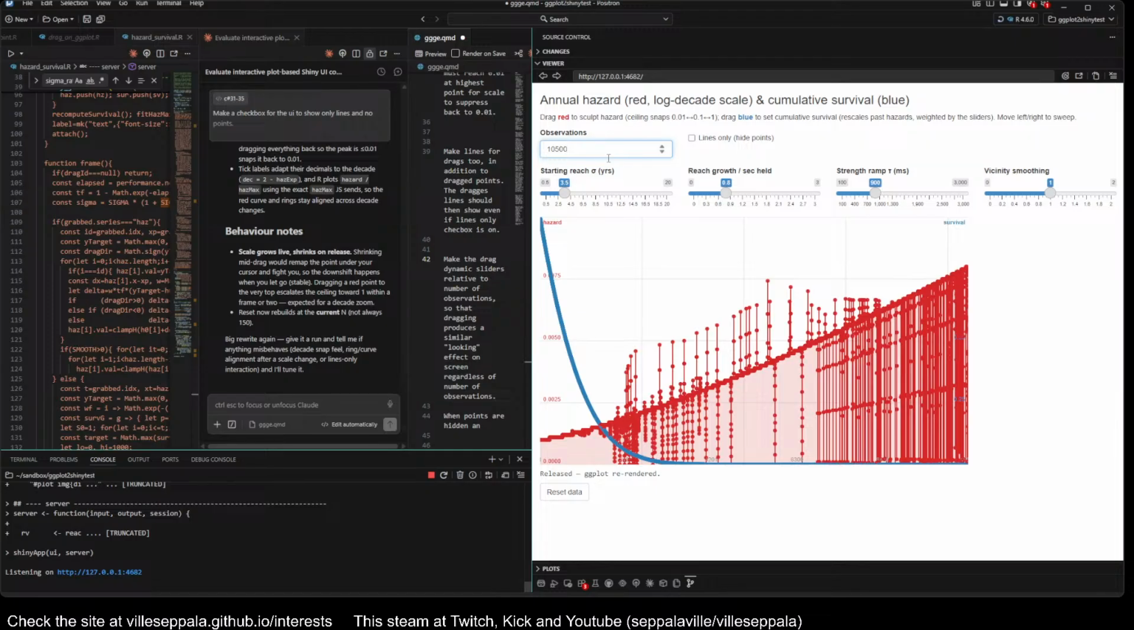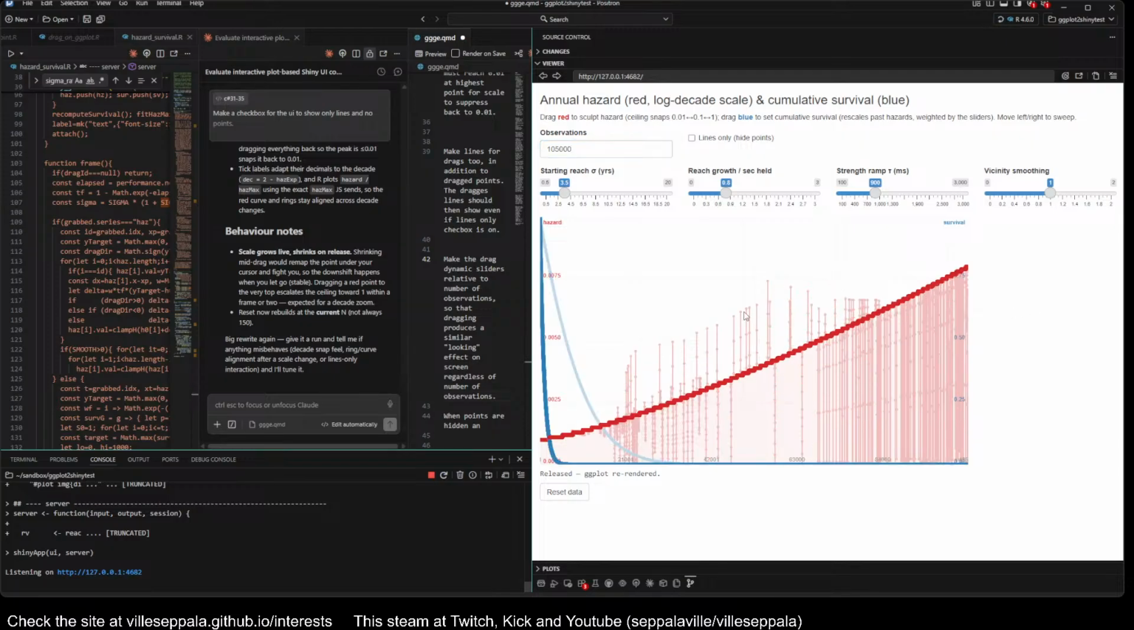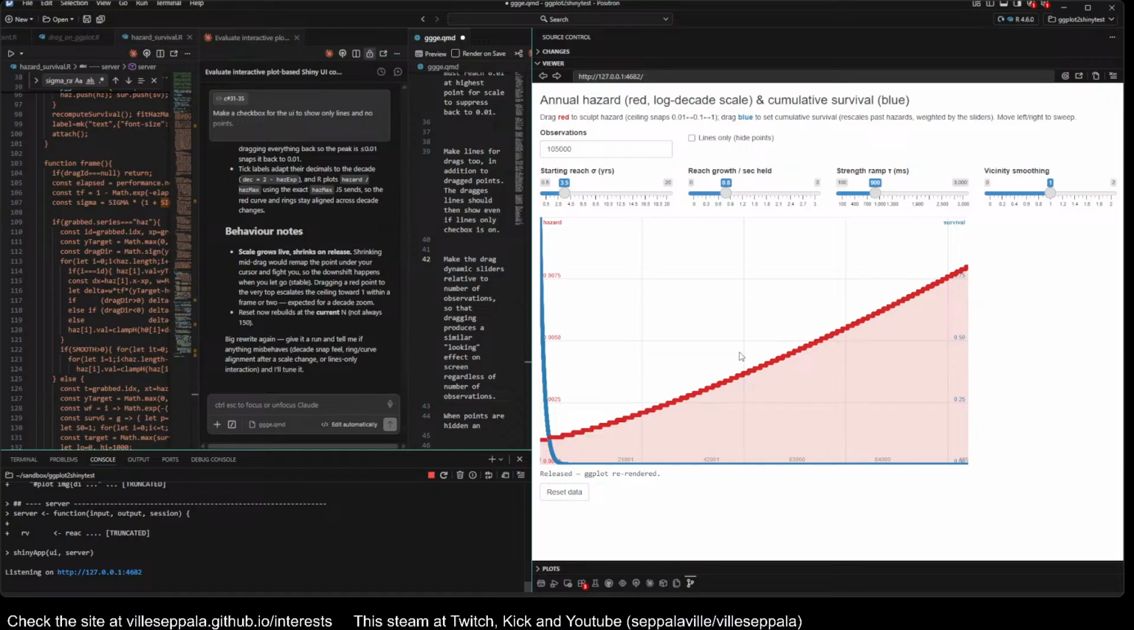Okay, so let's try 100,000 observations now. It took quite a lot of time to load, and you could see there was a trace of the previous graph there. Yeah, and it's significantly slower. I think it's become quite unusable at this level.